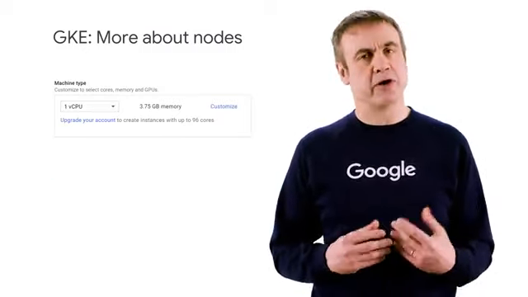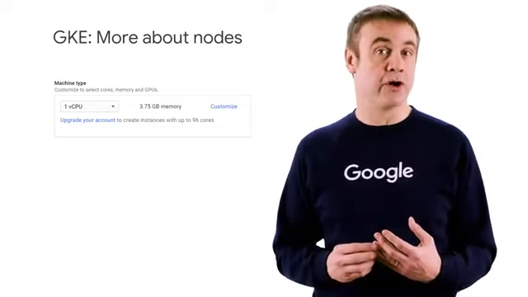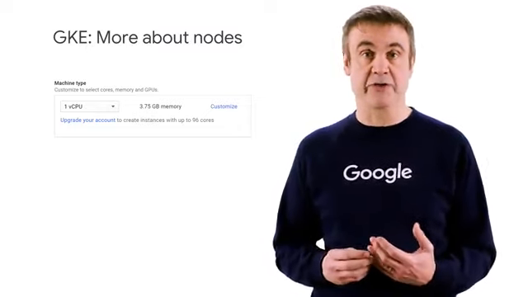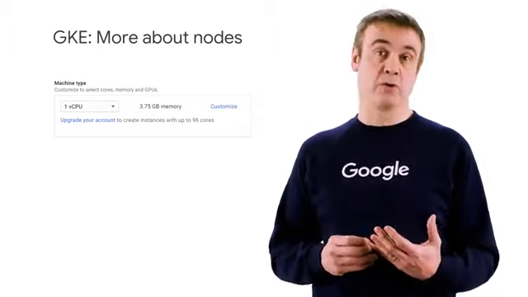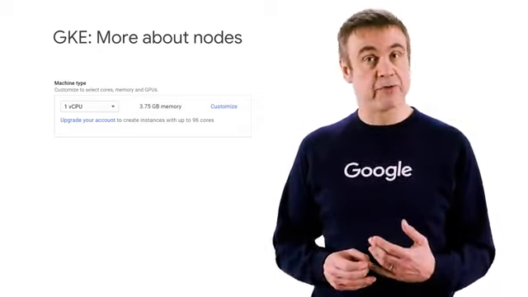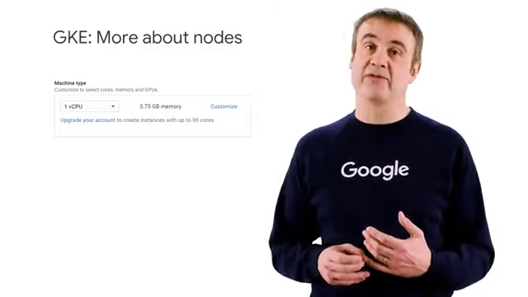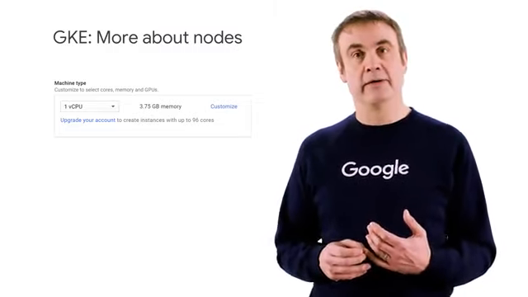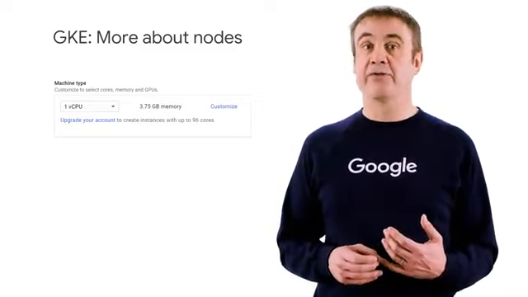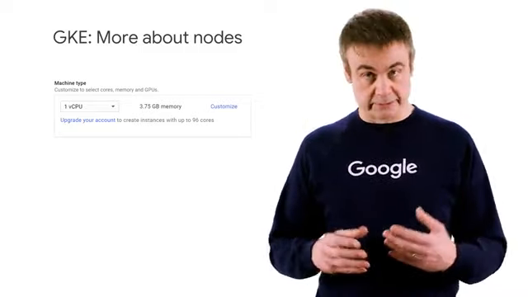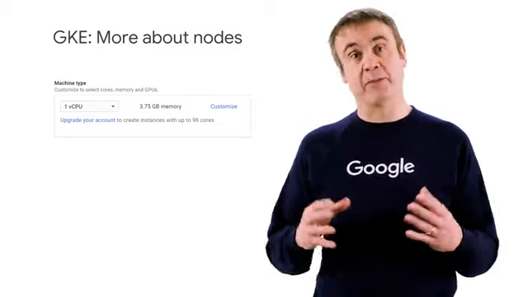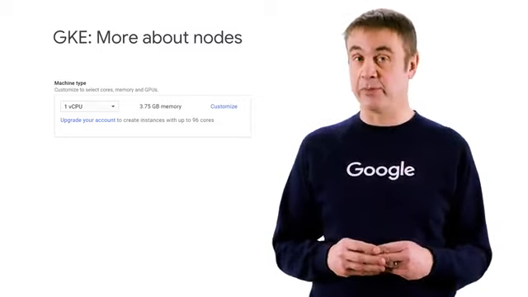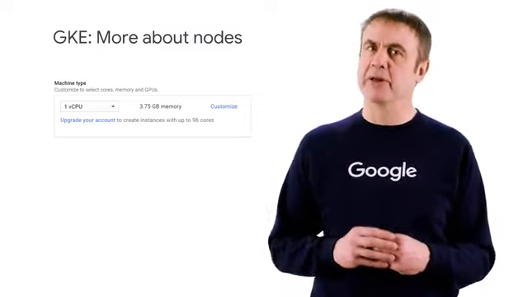Because nodes run on Compute Engine, you choose your node machine type when you create your cluster. By default, the node machine type is N1 Standard 1, which provides one virtual CPU and 3.75 gigabytes of memory. Google Cloud offers a wide variety of Compute Engine options. At the time this video was made, the generally available maximum was 96 virtual CPU cores. That's a moderately big virtual machine.